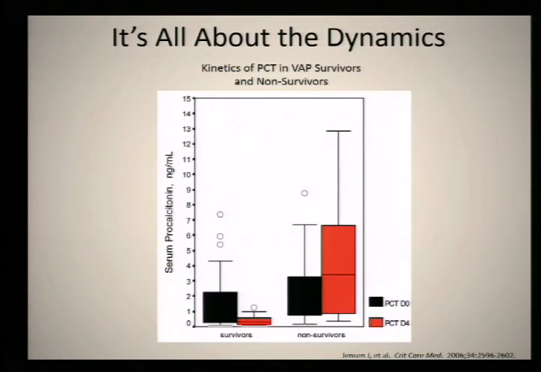And so this is another study that looked at the PCT kinetics in ventilator-associated pneumonia, survivors versus non-survivors. They measured it at day 0 and day 4, and what you can see here is at day 0, there wasn't that much difference between survivors and non-survivors. The major predictor was survivors, the people who got better, the procalcitonin went down. If it didn't go down, that's not good. What does that mean? That means to me, something is wrong.